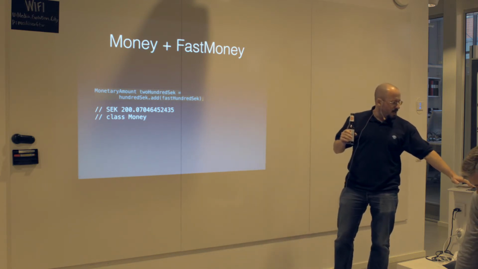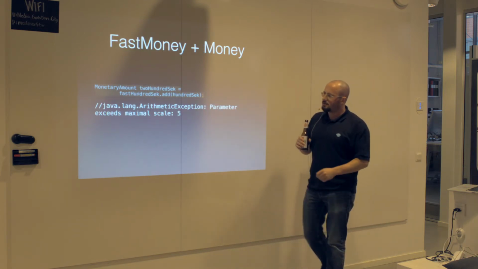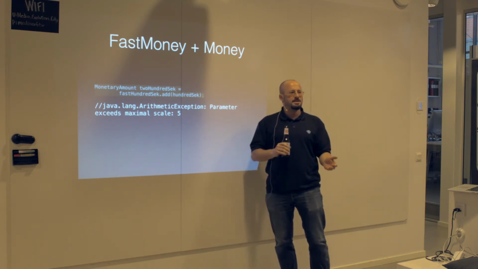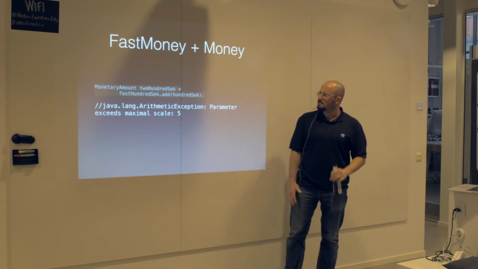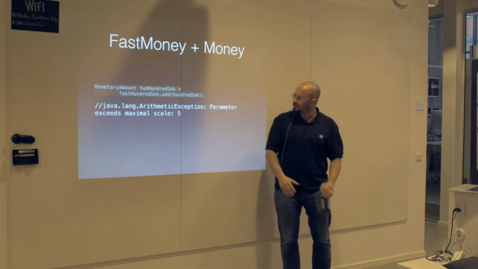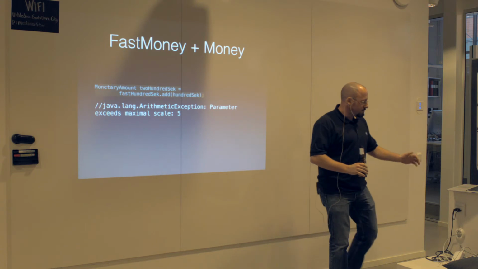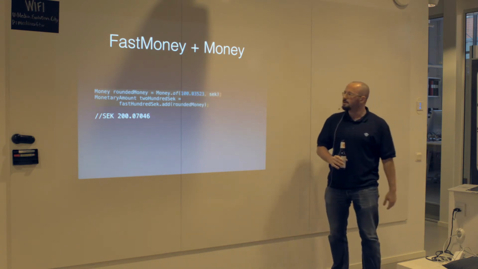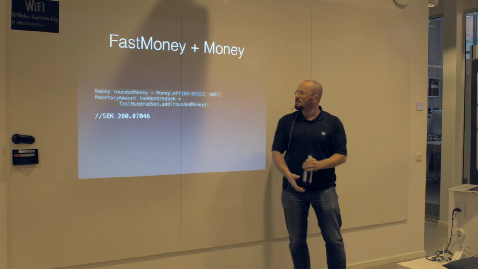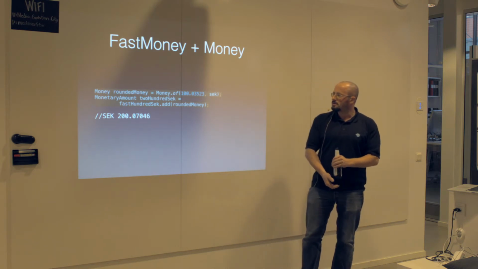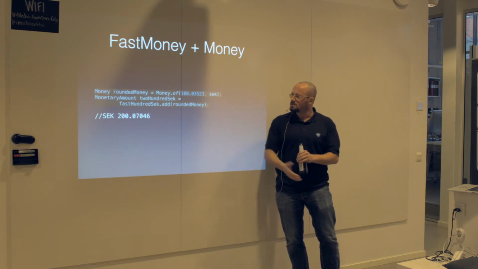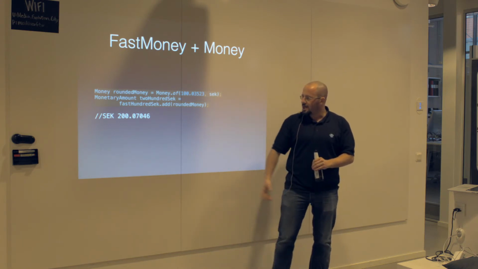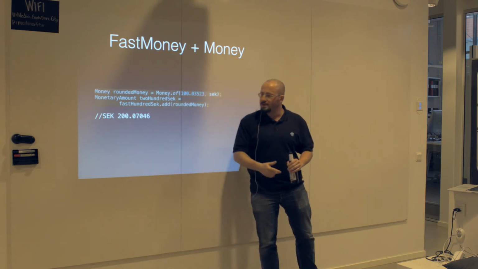If turned the other way around, again, we do not lose precision by accident. We get an exception which tells us exactly what the problem is, more or less. But if we have a more reasonable number with the same amount of decimals that we support in fast money, it works painlessly, and the type of this result will be fast money.